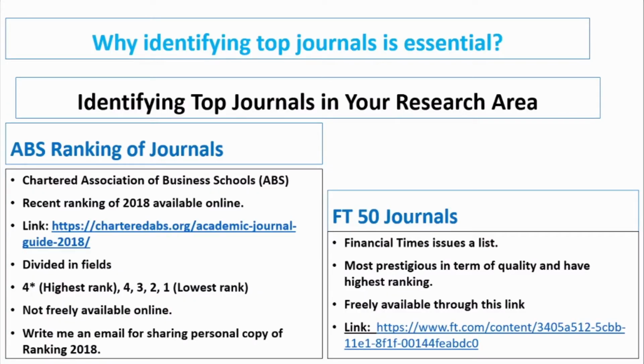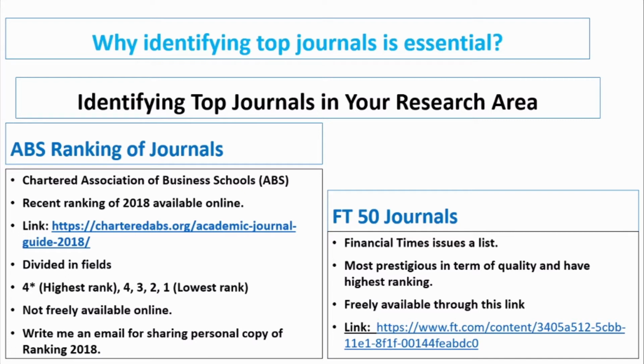Why is identifying top journals essential? As a first step, you have decided your area of research and sub-area of research where you want to work. For example, I have decided that I want to work in the field of international business. The second step is to read the literature. And to read the literature in the top journals, I need to identify the list of all top journals available in the field of international business. So the smartest way to read very quality literature is to identify the top journals in your field and then read the relevant literature available in those journals.